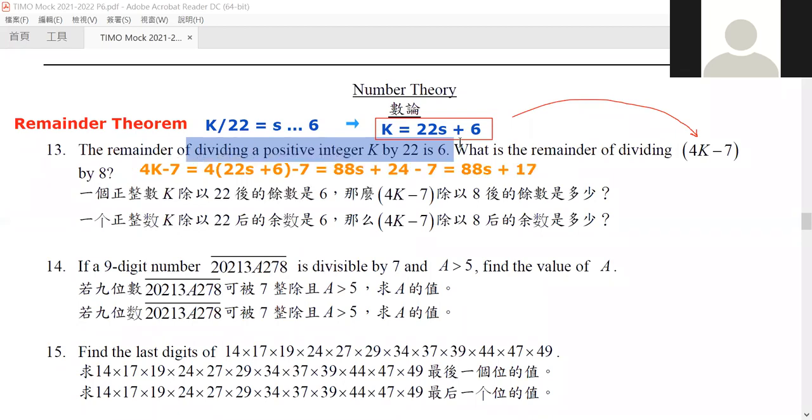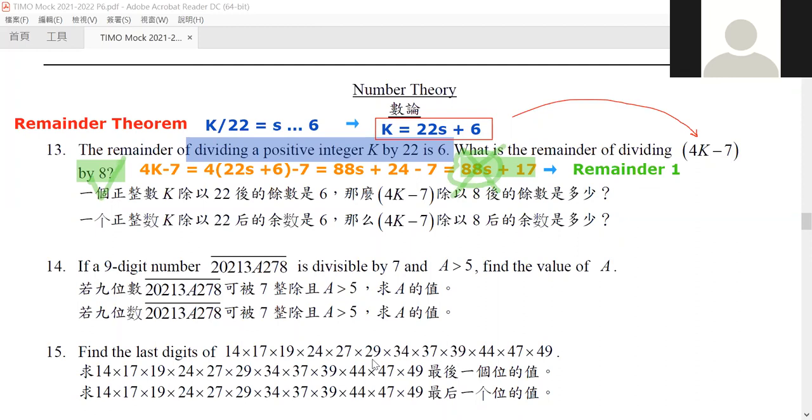But now here comes the question: what is this number when divided by 8? Notice that 88S itself is a multiple of 8, right? So if we divide it by 8, this part contributes nothing. All we need to consider is the 17. 17 divided by 8 has a remainder of 1. So the whole number has a remainder of 1.